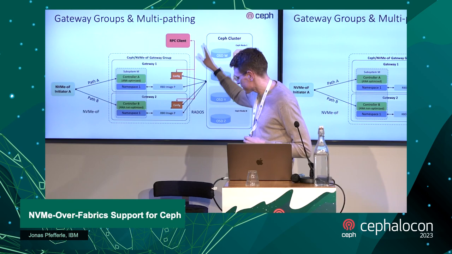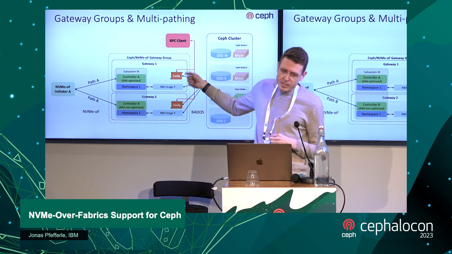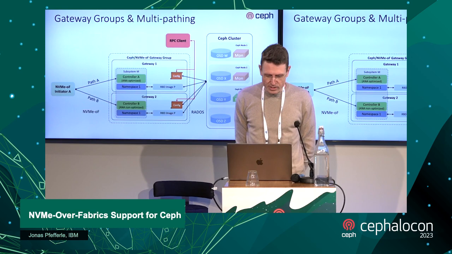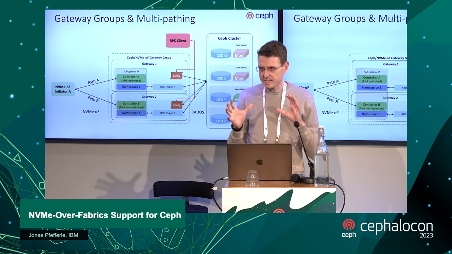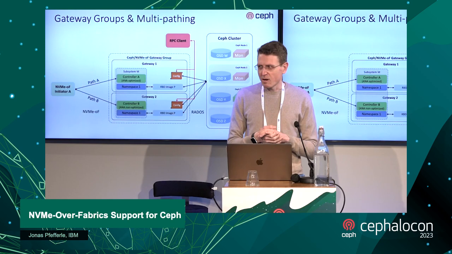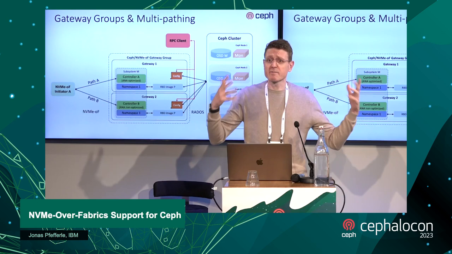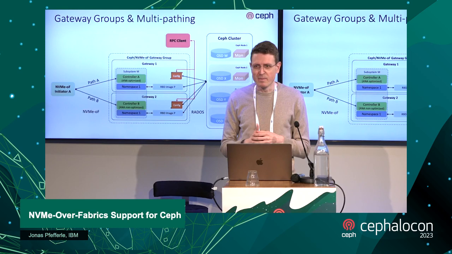And this is freely configurable. You can decide how many gateways you want to have. And all the gateways within a gateway group share the same configuration. From the point of view of setting this up, you once set up how many gateways you want in a group, and then you say create a mapping of this RBD image to this subsystem, and then all the gateways in the group will automatically configure to expose this particular subsystem and namespace. As you see here, they point to the same RBD image in the back.